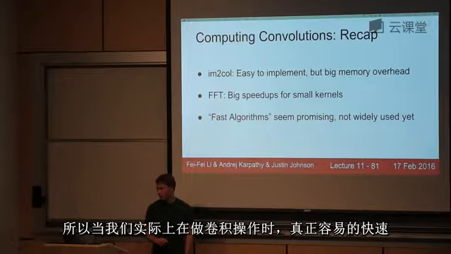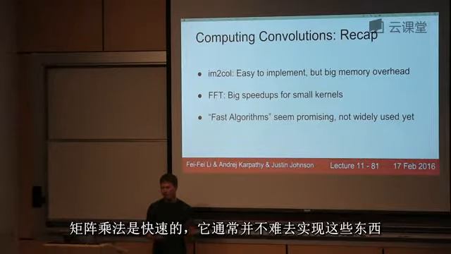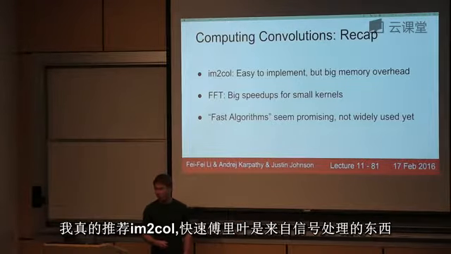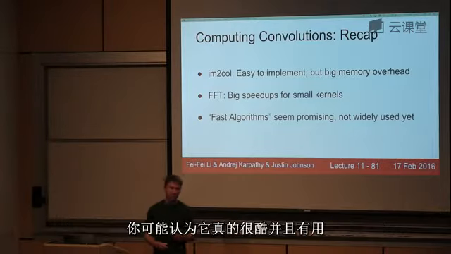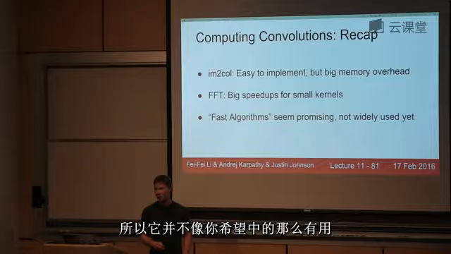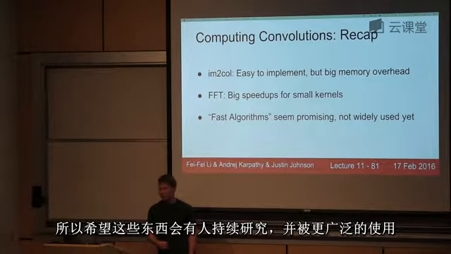So the recap on computing convolutions in practice is that the really fast, easy, quick and dirty way to implement these things is im2col. Matrix multiplication is fast, and it's usually not too hard to implement. So if for some reason you really need to implement convolutions yourself, I'd really recommend im2col. FFT is something that, coming from signal processing, you might think would be really useful. But it does give speedups only for big filters, so it's not as useful as you might have hoped. But there is hope because these fast algorithms are really good at small filters, and code to do it already exists somewhere in the world. So hopefully these things will catch on and become more widely used.